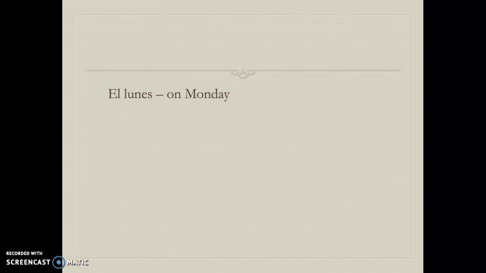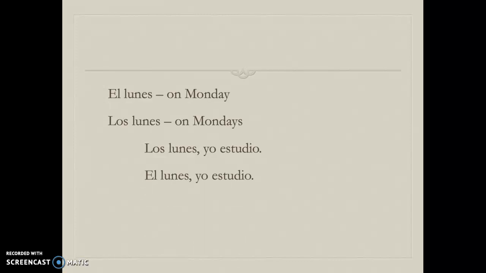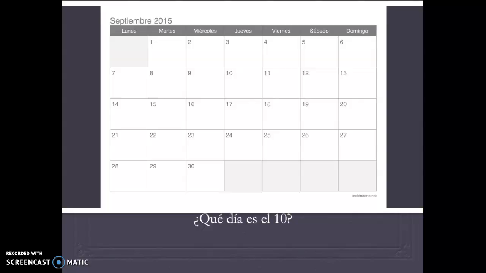So when you want to write a sentence using the days of the week, you say el lunes to say on Monday. And los lunes to say on Mondays. Los lunes yo estudio. That means on Mondays I study. El lunes yo estudio, which means on Monday I study.